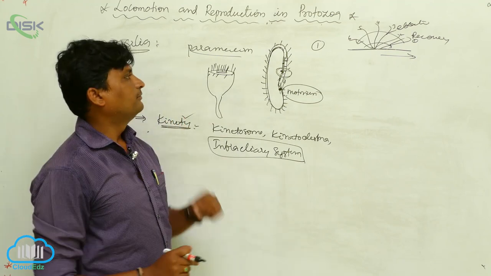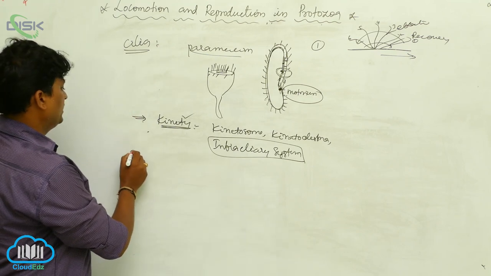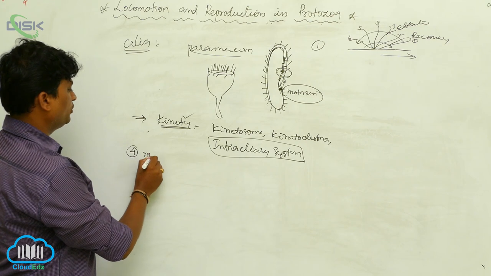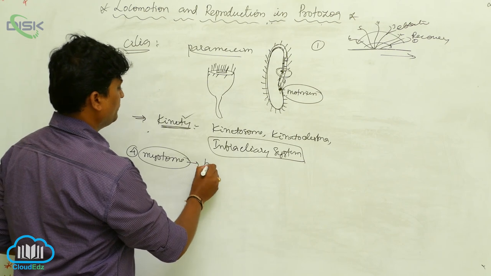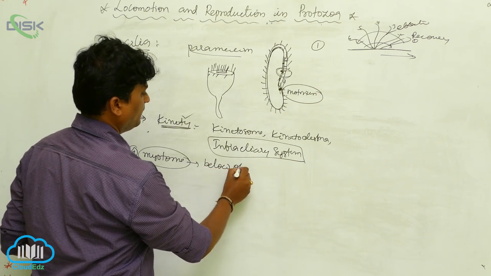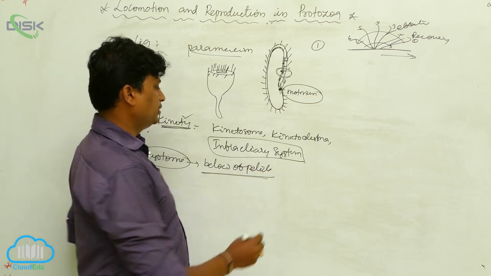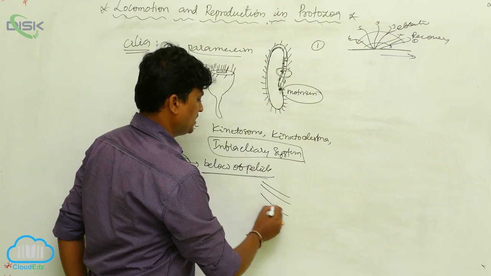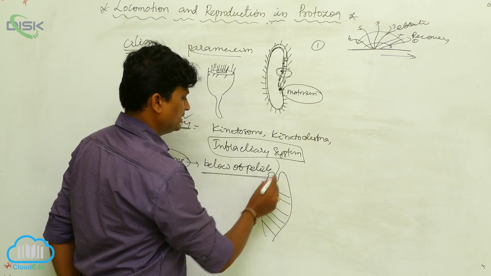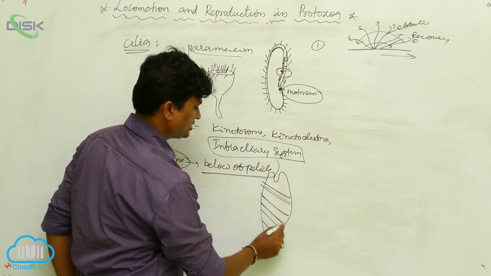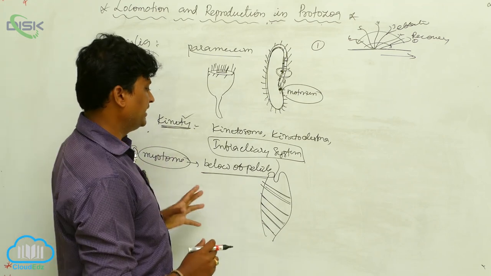It is performed by the movement of the protozoans, that is, myotomes or myonemes. Last one goes to myotomes. Myotomes have various patterns. Below the pellicle, the myotomes are transverse, for example in Euglena, these transverse tubule-like structures we call myotomes. With the help of the myotomes, the organism shows movement.